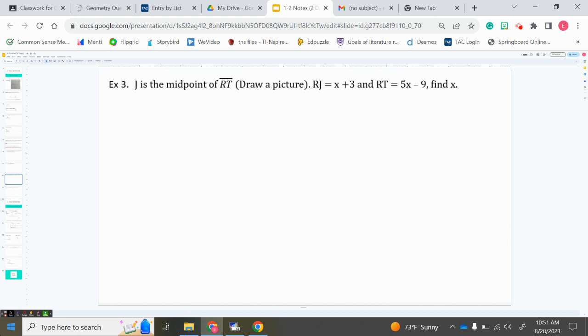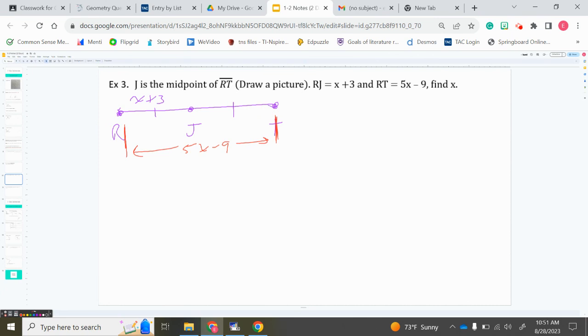J is the midpoint of RT. Again, they want you to draw that picture. If they don't give you the picture, you have to draw it. Bottom line. RJ is equal to x plus 3. RT is equal to 5x minus 9. Find x. I'm going to draw it first. Here's R, here's T, here's J. Those are congruent. RJ is x plus 3, but then they're telling us RT, the total from here to here, is 5x minus 9.